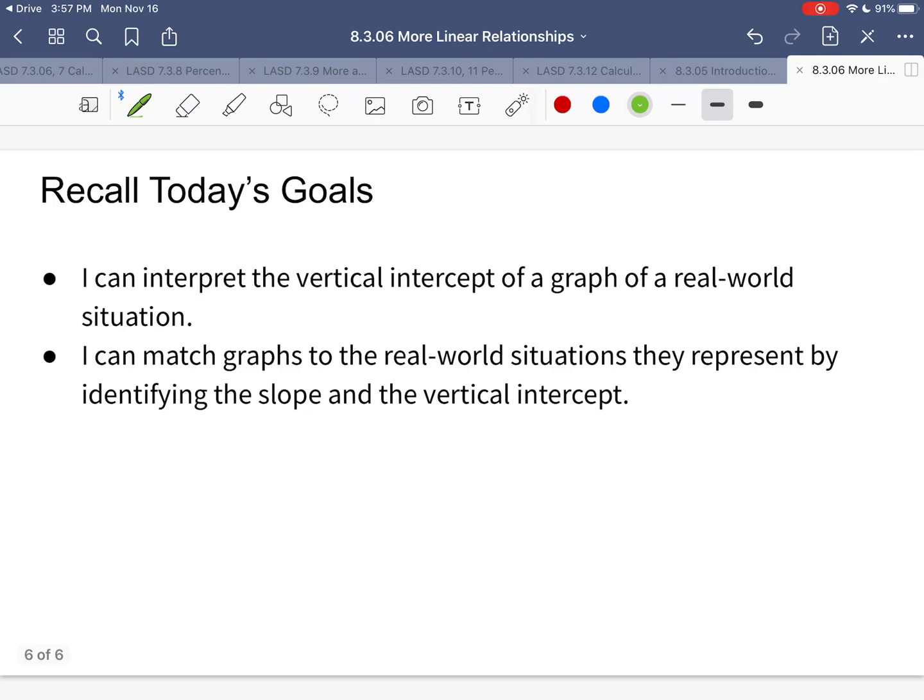So in today's lesson you saw a vertical intercept and a graph, and you could match a graph to a real life situation by looking at the slope and the vertical intercept. And that's the end of today's lesson.